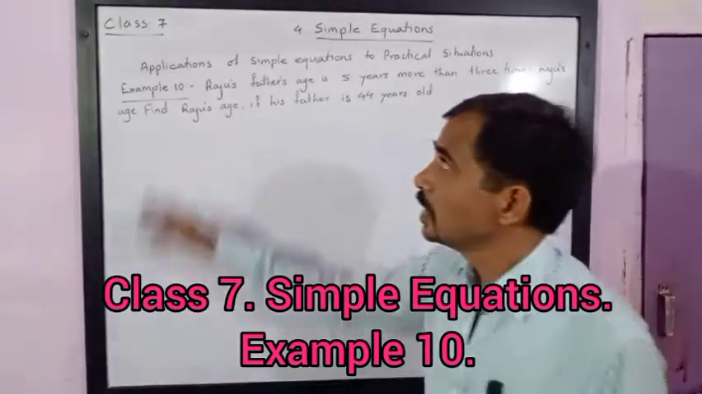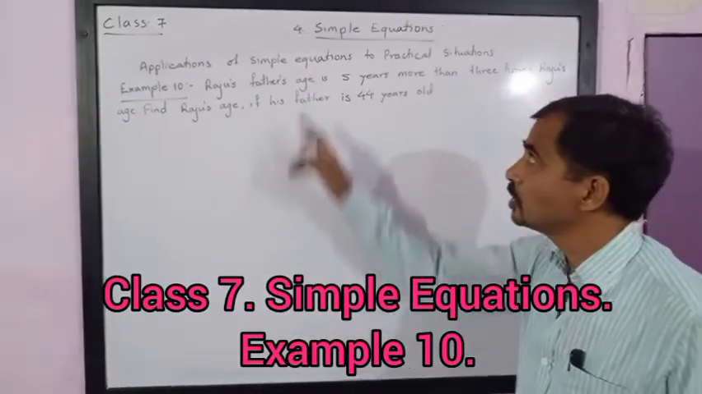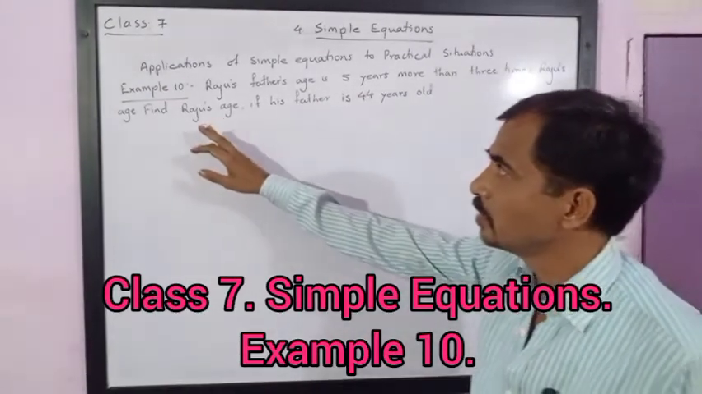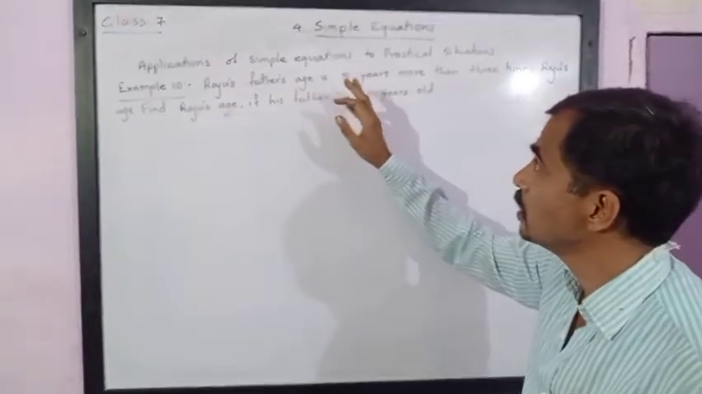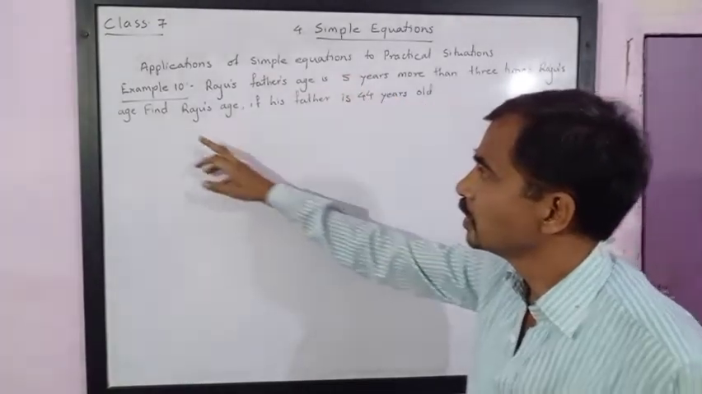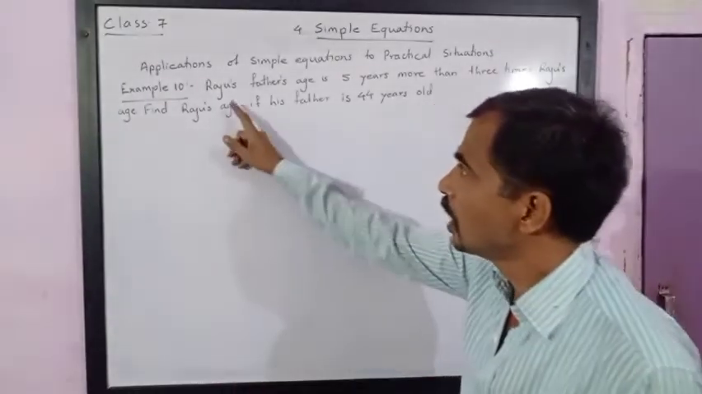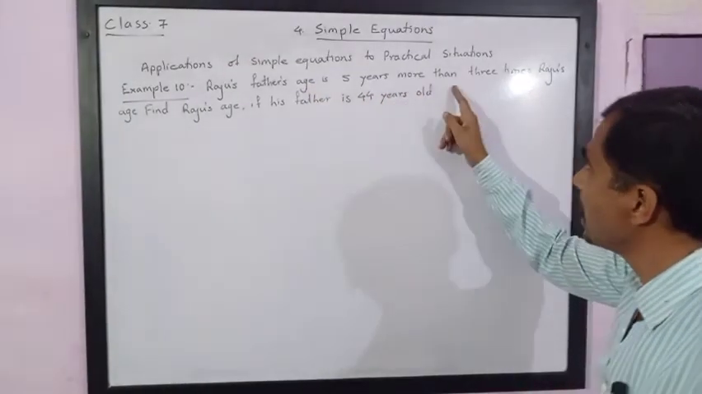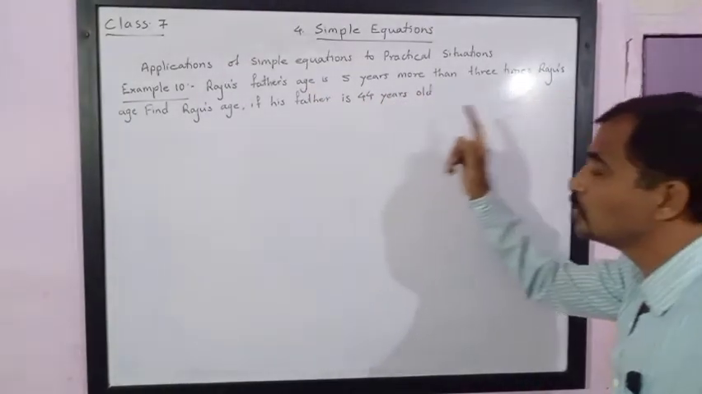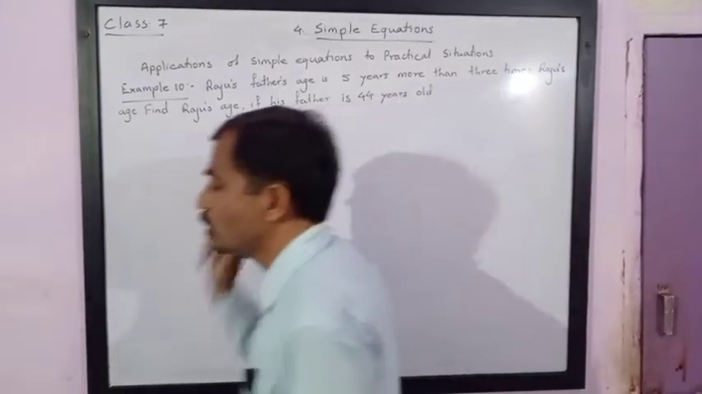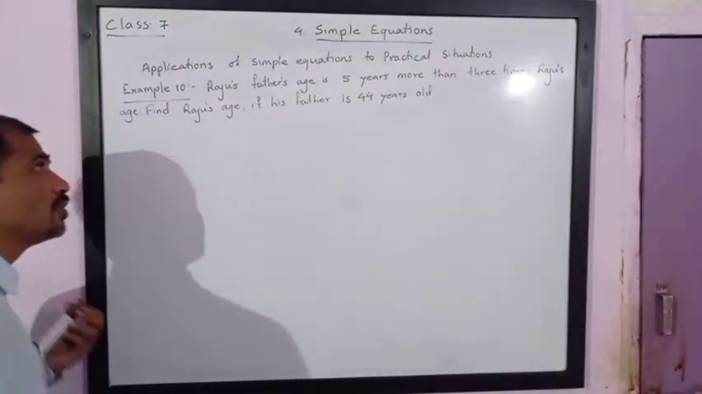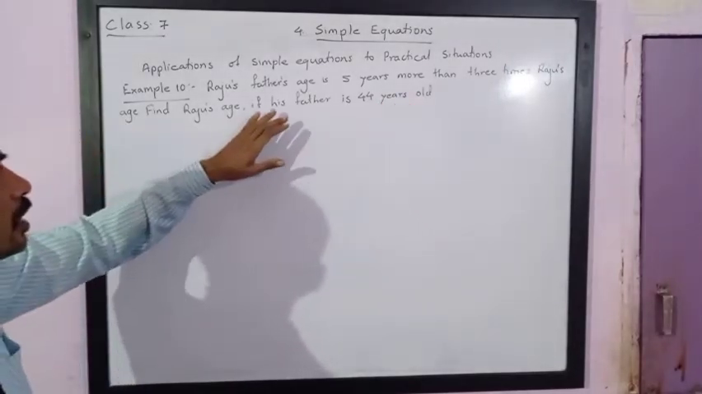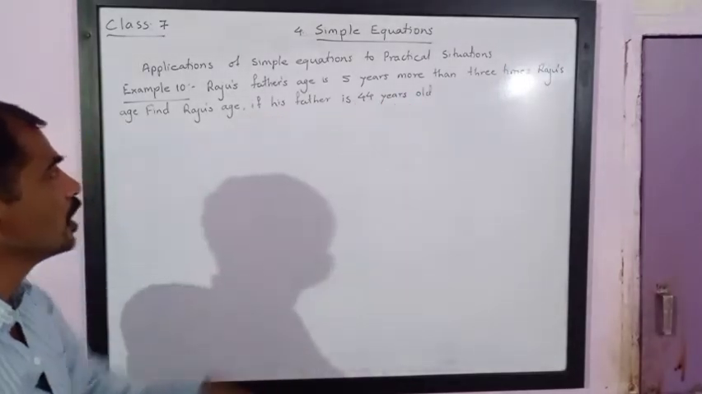Dear friends, in class 7 we have chapter 4, simple equations, and we are studying example 10 from applications of simple equations to practical situations. Example number 10 is: Raju's father's age is 5 years more than 3 times Raju's age. Find Raju's age if his father is 44 years old.